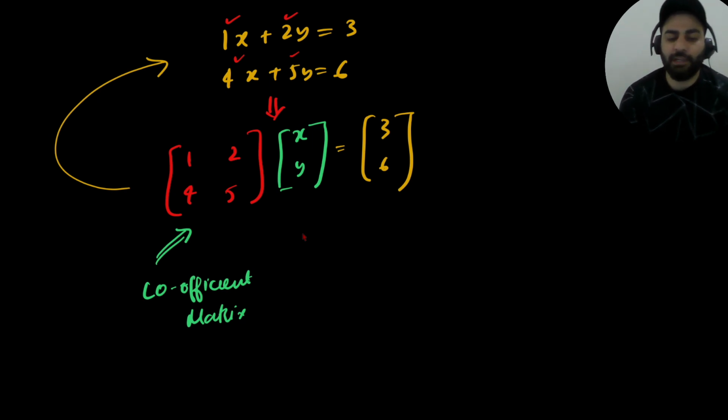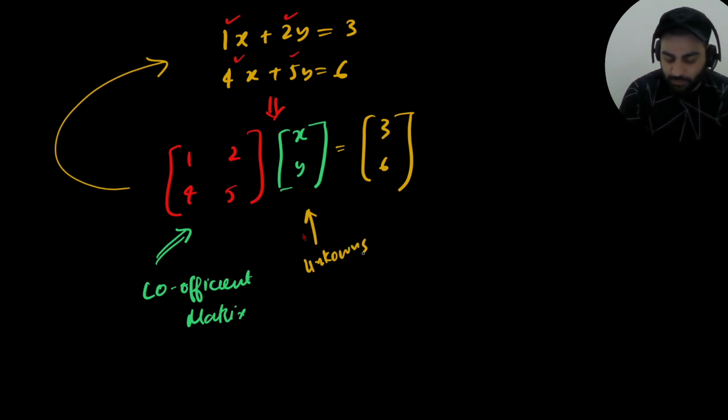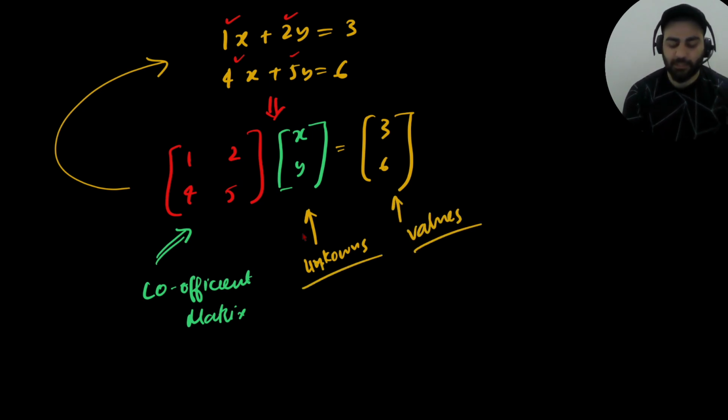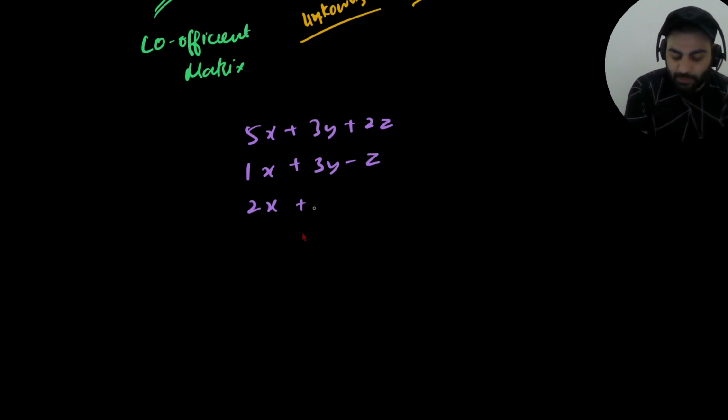Now we will see how the elimination will work in algebra. In the initial step, we multiplied something. As we have this written in matrix notation form, this is called the unknown matrix or unknowns. These are the values that we want to achieve. So these are the three things. Let's suppose we have some other equations, 5x plus 3y plus 2z, 1x plus 3y minus z, 2x plus 4y minus 12z. Let's suppose this was equal to 1, 4, and 3.